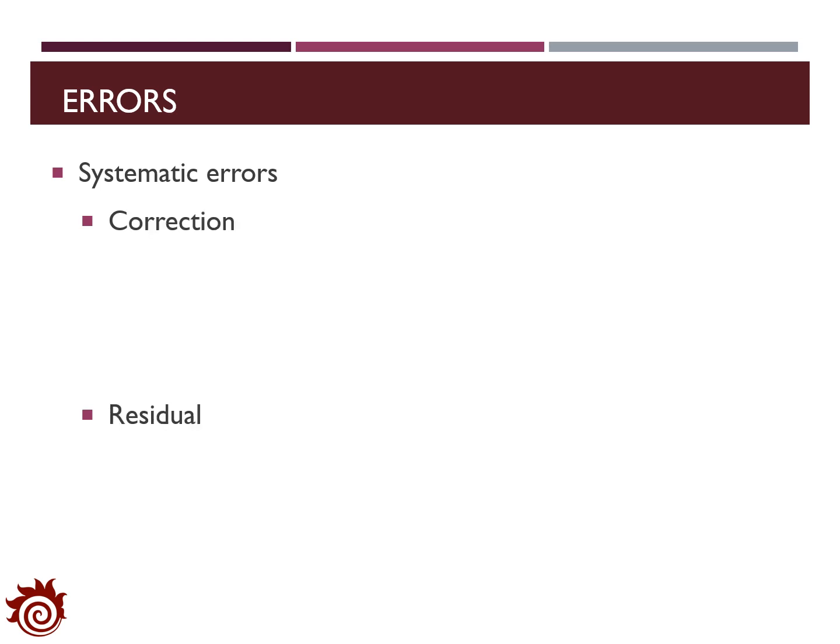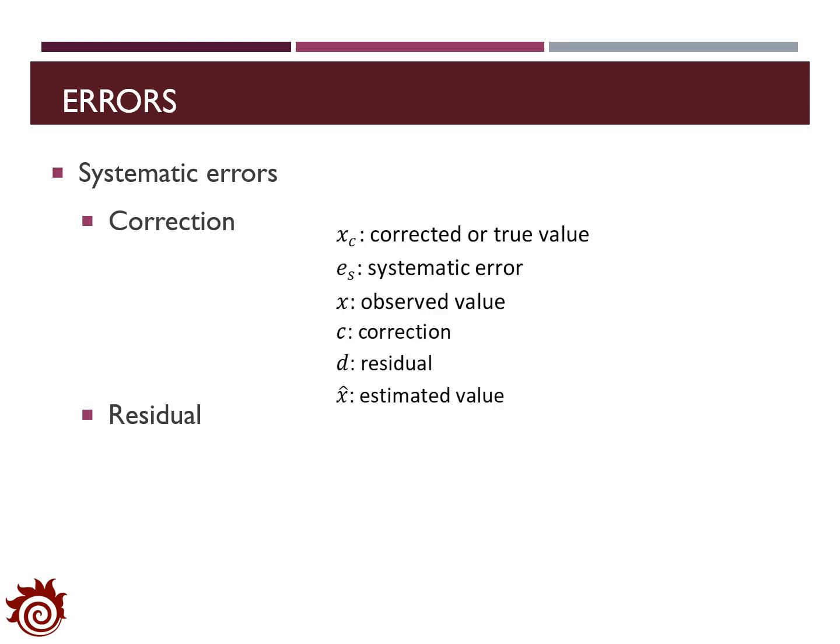There are two terms for us to identify systematic errors: correction and residual. To define correction and residual, we need to first check a set of variables. XC represents the corrected or the true value. ES is the systematic error. Letter X is the observed value. C is the correction, D is the residual, and X hat is the estimated value.